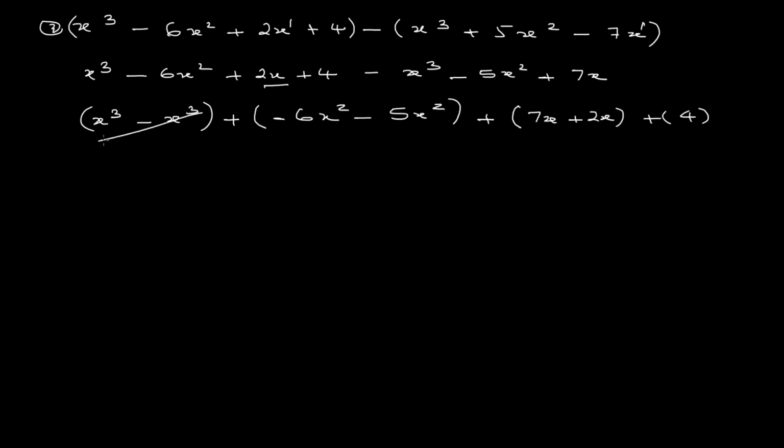Okay, so this I can already see that I can cancel. Then these can work together here, minus and minus. They give me minus 11x squared. This one gives me plus 9x. Okay, then this one gives me plus 4. So that's my simplified form of this expression. Okay, so let's look at the fourth example.